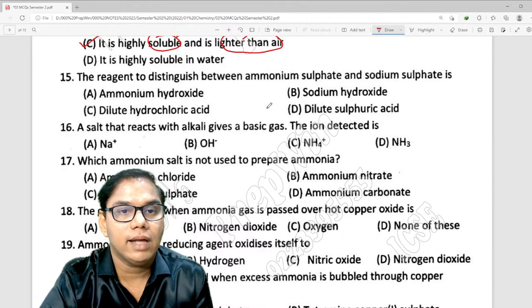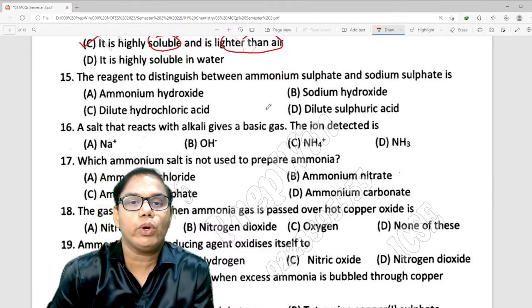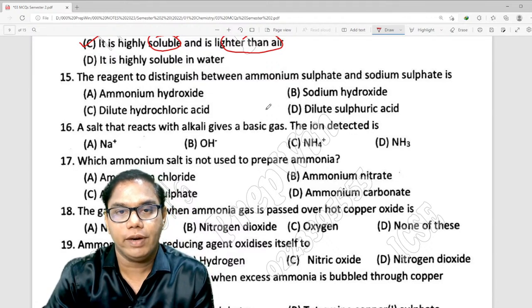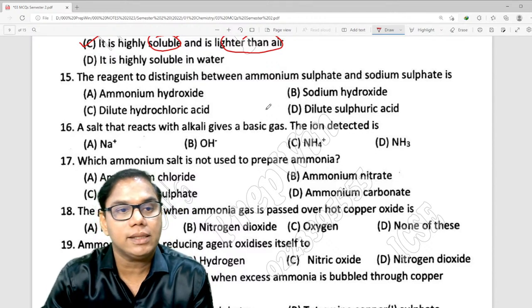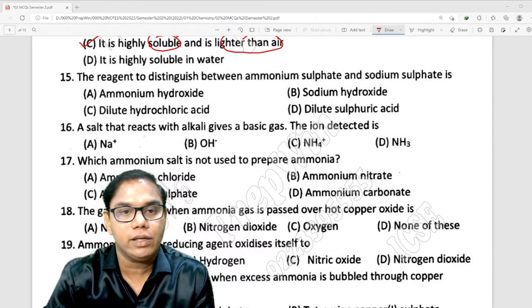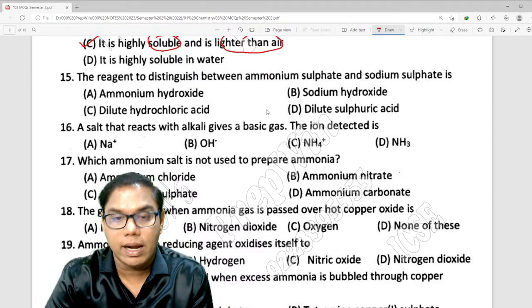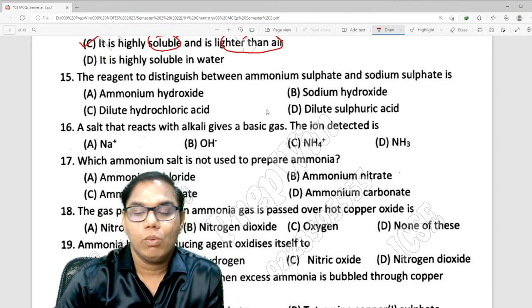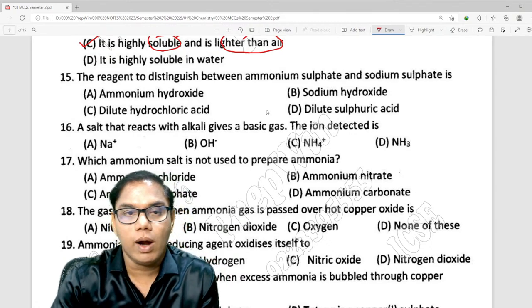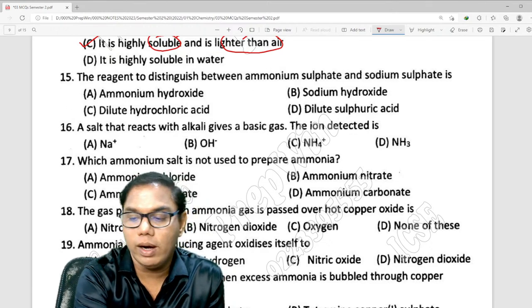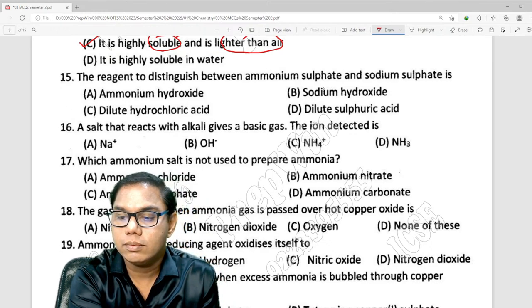The reagent used, yes. How do you distinguish between ammonium sulfate and sodium sulfate, based upon the ions? What is the reagent used? 15th one, type the number and your answer.